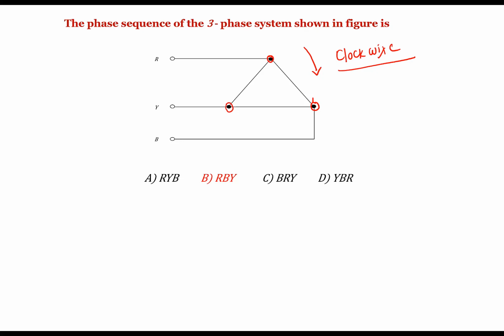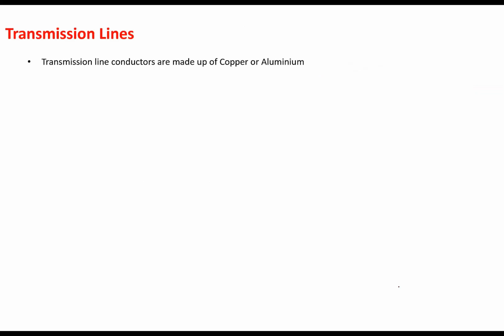RBY phase sequence is also called negative phase sequence. What is positive phase sequence? RYB is the positive phase sequence. RBY is the negative phase sequence. Understand? So for finding out the phase sequence, you have to traverse in clockwise direction. With this, the fundamentals are over. Next, we are going to the next chapter, that is transmission lines.